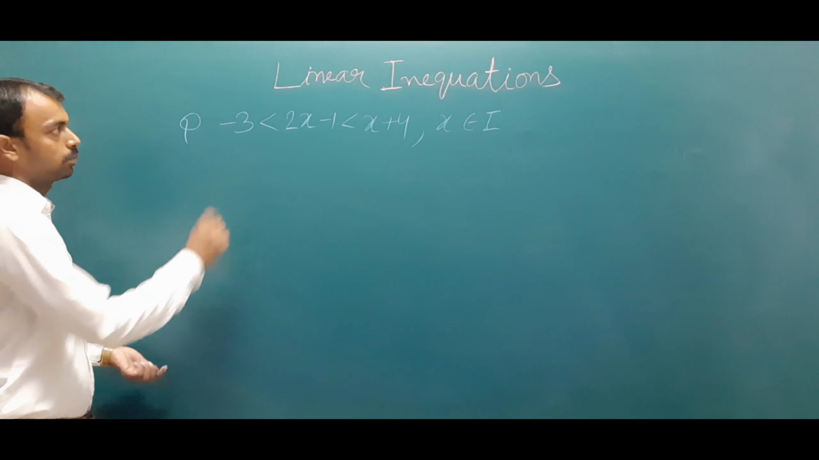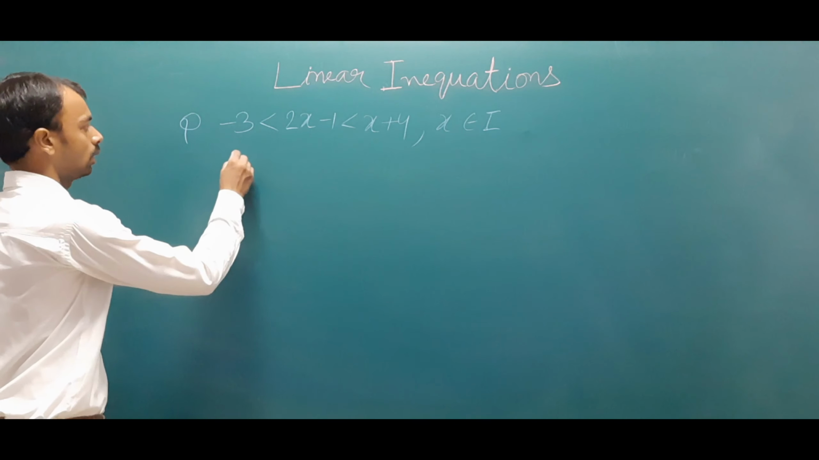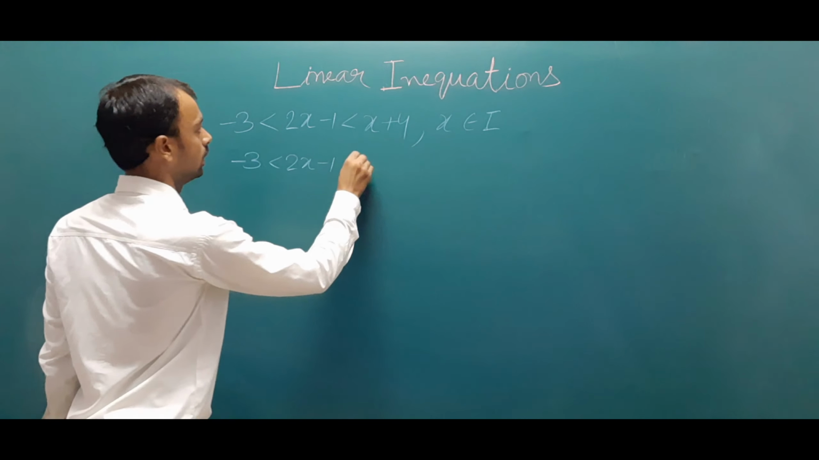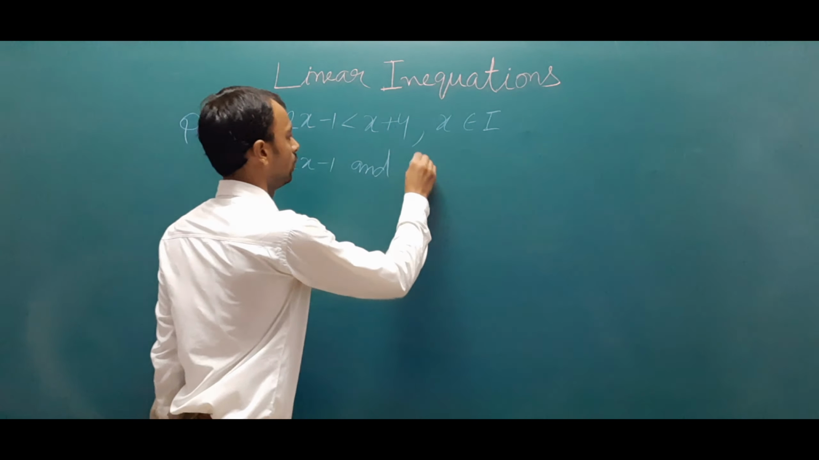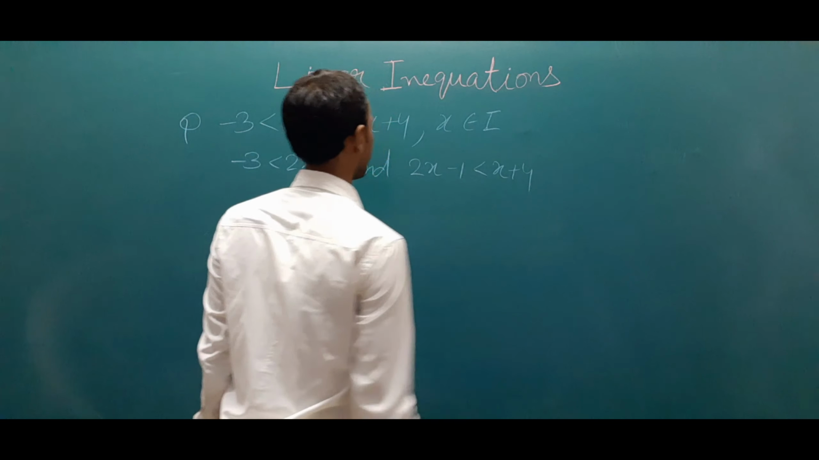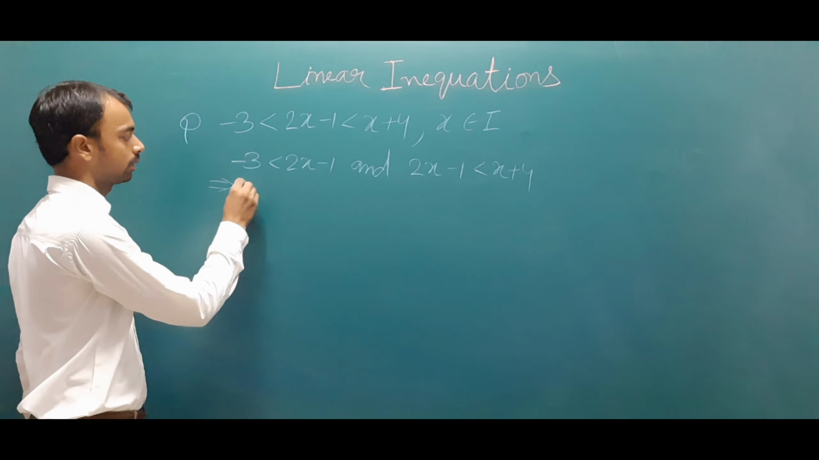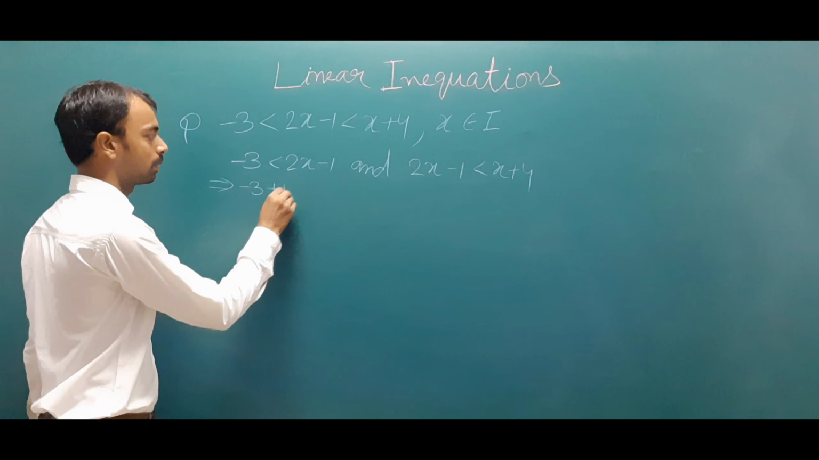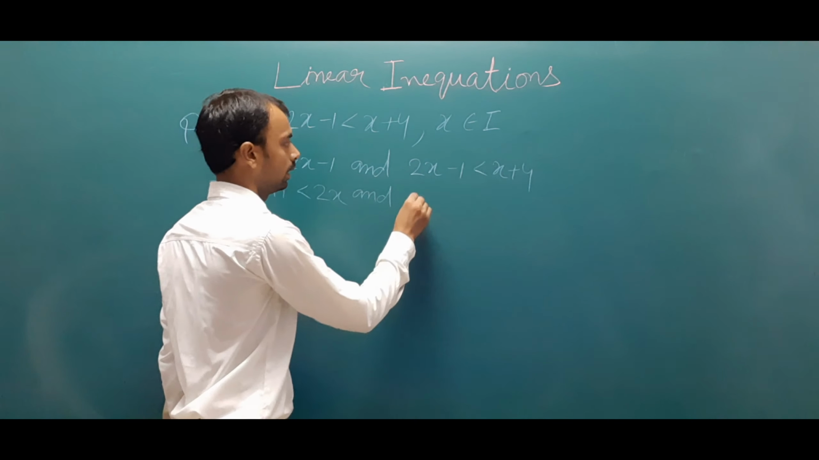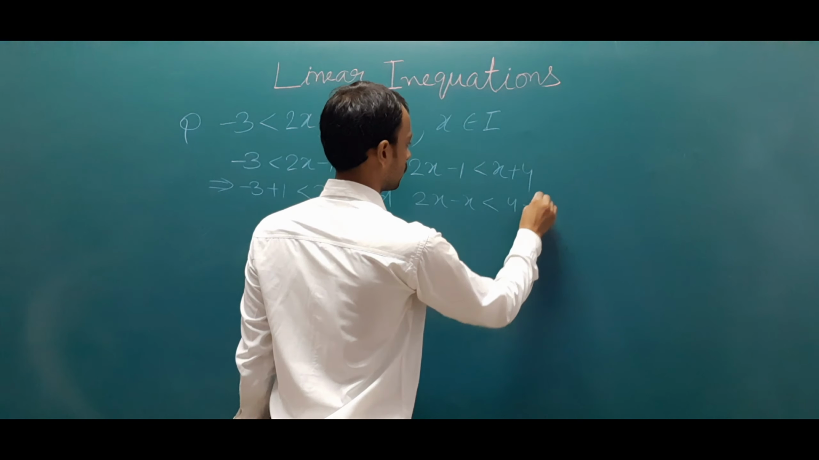So here is another example: minus 3 is less than 2x minus 1 is less than x plus 4. Now solve it. You will get minus 3 is less than 2x minus 1, and the other inequation is 2x minus 1 is less than x plus 4. Here minus 3 and minus 1 will get transferred to this side, so minus 3 plus 1 is less than 2x, and here 2x minus x will be less than 4 plus 1.